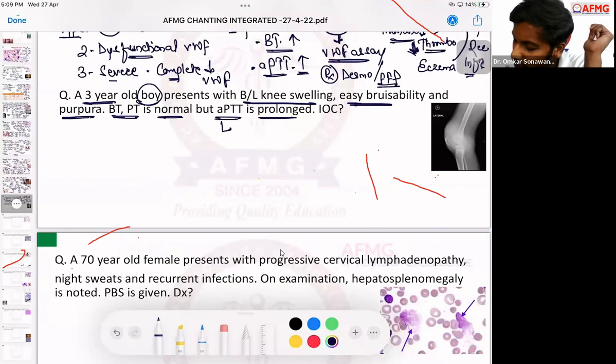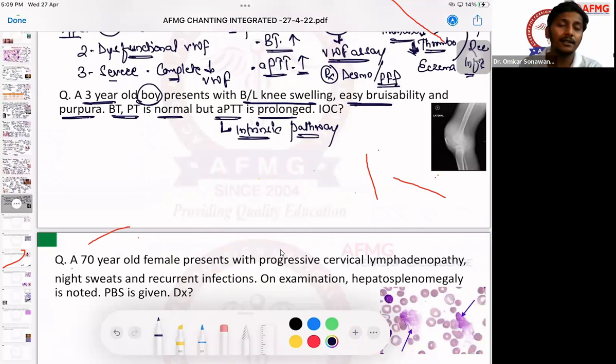So if APTT is prolonged, as we discussed, that means there is some problem in the intrinsic pathway of coagulation, and the intrinsic pathway usually involves factor 12, factor 11, factor 9, and factor 8. There might be some problem in these coagulation factors.